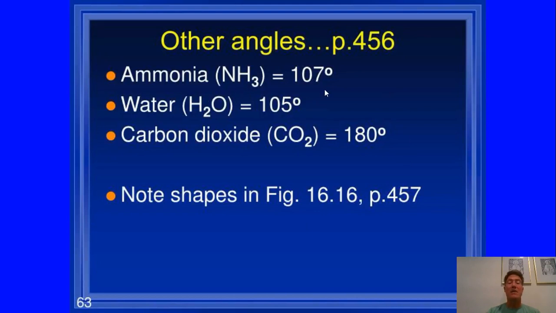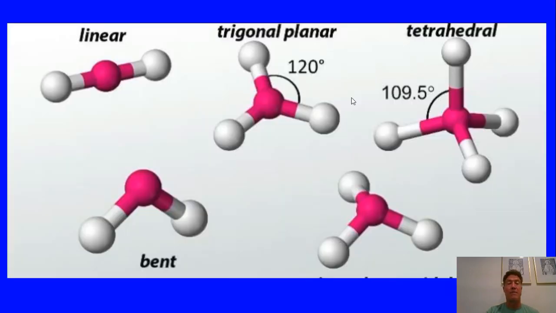Now, there are some slight differences in some of these angles. You would expect these angles to be 109, but ammonia is 107, water is 105. Carbon dioxide is exactly as expected, a 180-degree angle. And we can explain these shapes because the lone pairs on the oxygen here and the nitrogen actually exert a tiny bit more space. They repel a tiny bit more than a covalent bond. And so it distorts the angles to a tiny bit smaller than the expected 109.5.